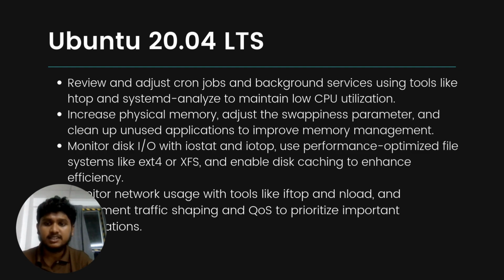and background services, and they can use some CLI tools like htop. When the hardware is not compatible with the system, or the consumption is higher than the hardware performance, in that case the user should increase the physical memory, adjust the swappiness parameter, and clean up unused applications to improve memory management, like the applications that they are not using at that time but are still working in the background and consuming memory. So they should uninstall those applications.